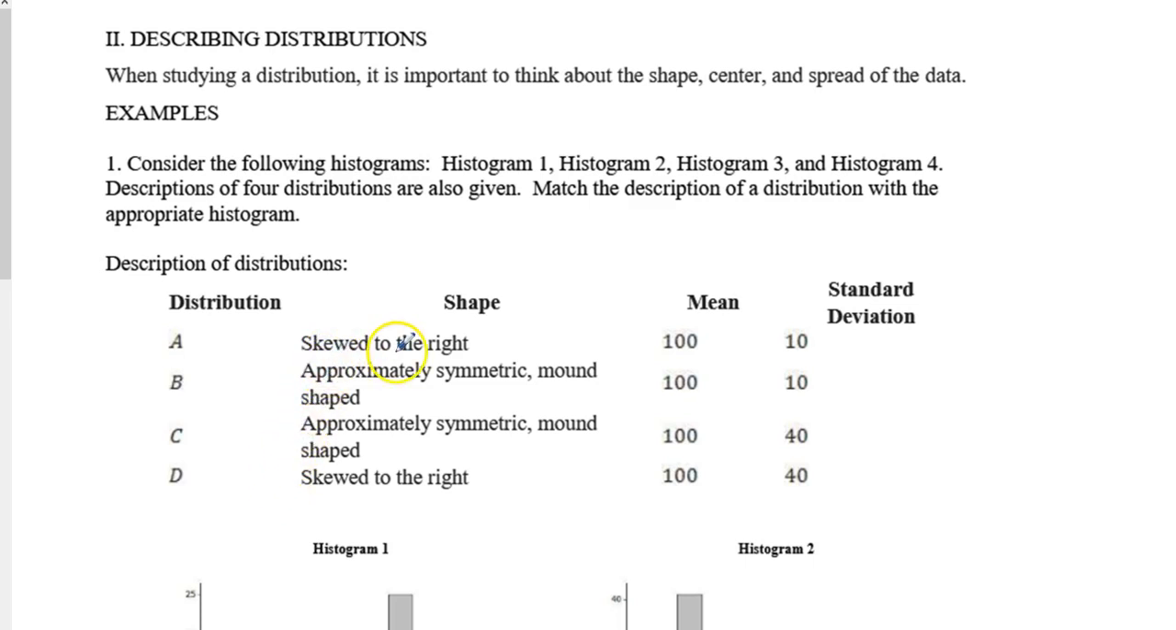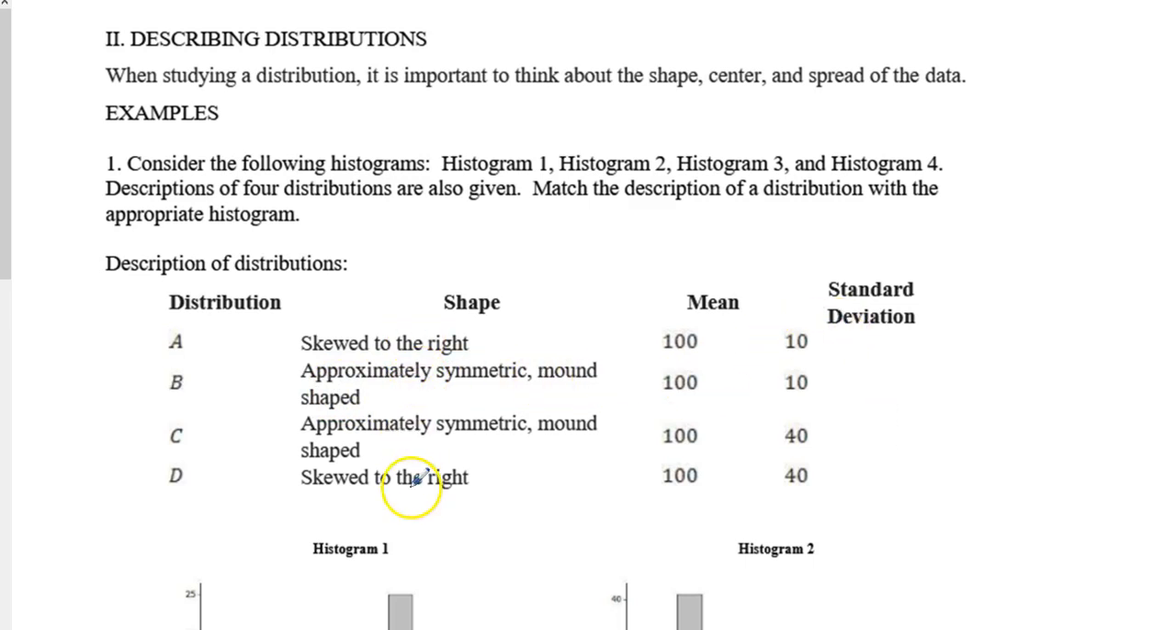Skewed right means the data tails off to the right. Symmetric, well, basically it looks like a mirror image of itself. It doesn't have a skewedness to one side. It looks pretty balanced. And approximately is the right adverb to put in front here.